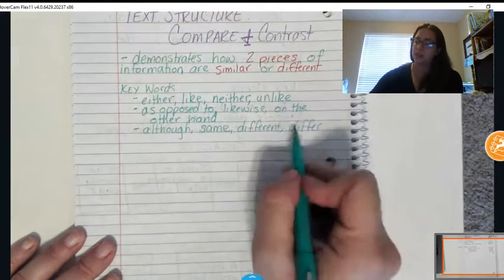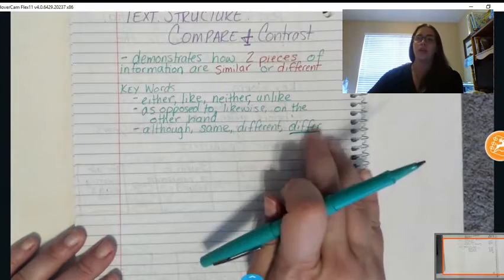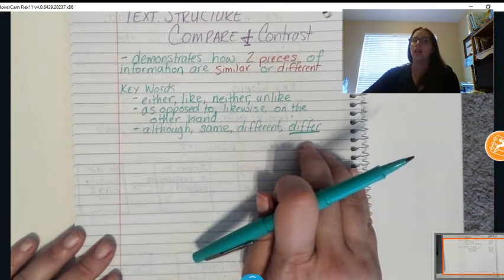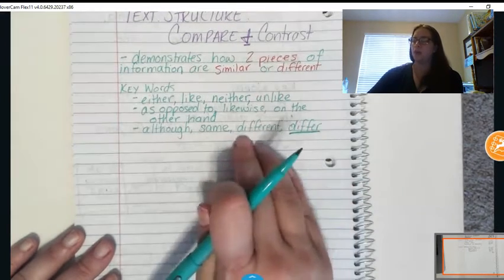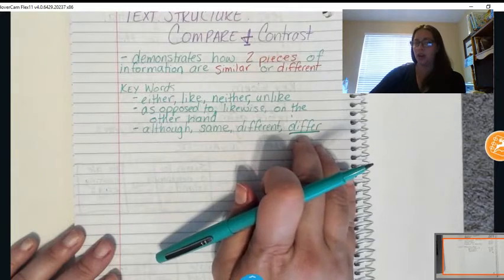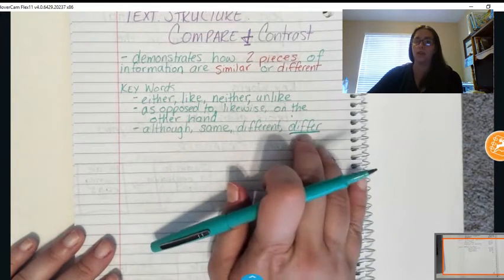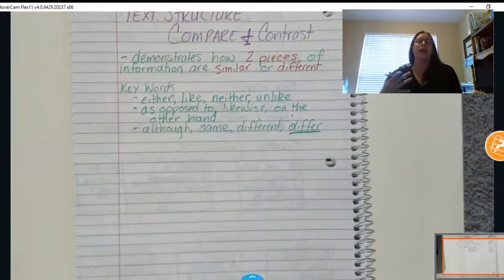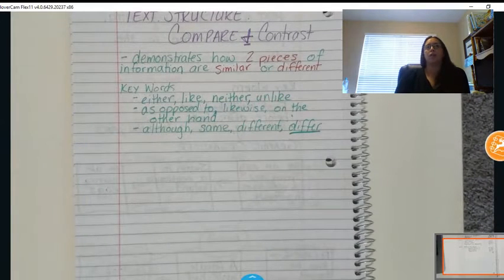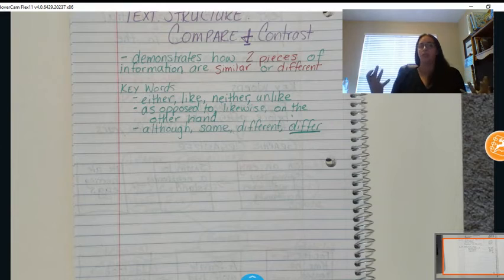Now, this is one word that I see a lot of people miss a lot of times. A lot of people know different, but differ basically means different. Instead of using the whole word, they might use it. Bears differ from wolves because bears are so much bigger. That's how they are different.